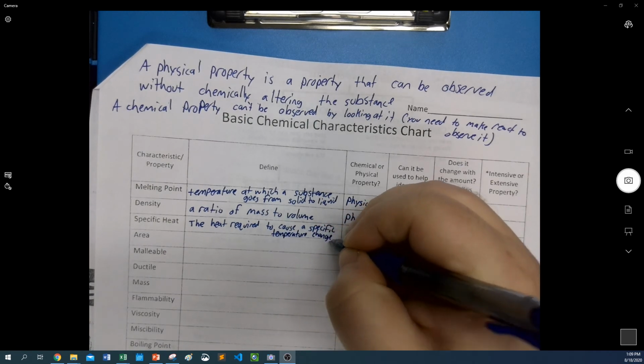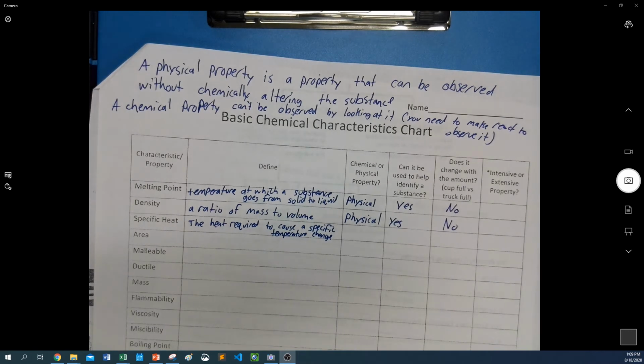By the way, in chemistry and science, the word heat means something totally different from what we usually use heat for in common language. Heat is more accurately described as energy. The energy required to cause a specific temperature change would be a better definition, but it's heat energy. It's thermal energy is what heat is.